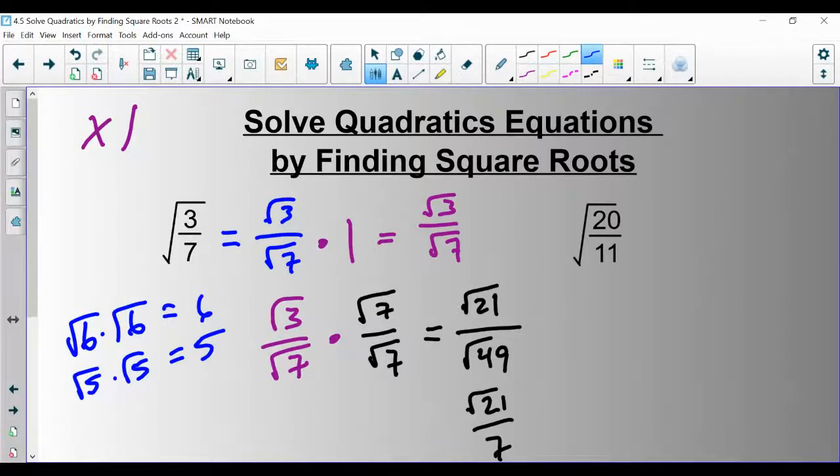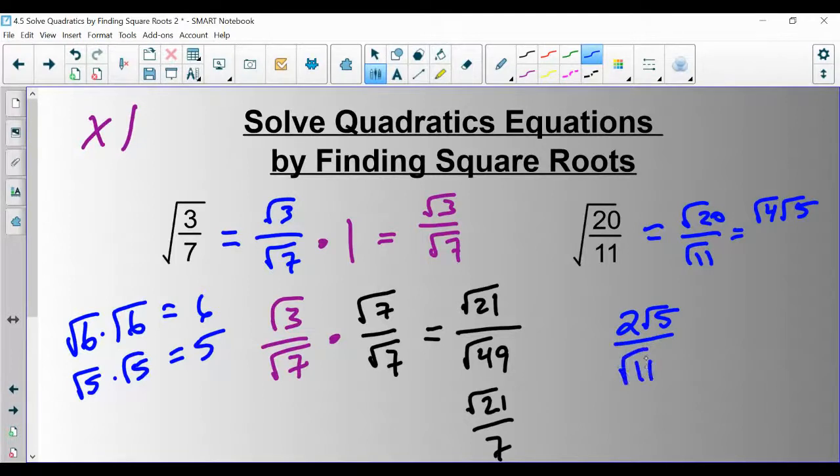Let's do another one. Root 20 over root 11. How do we fix this? Well, actually, there's two issues here, to be honest. One of them is that we have a root in our denominator, root 11, but another one is that 20 has perfect square factors. This is the same as root 4 root 5. So I could simplify that numerator as 2 root 5 right away over root 11. It's not necessarily better. You could fix it now or later. It would be the same, but I just fixed it now.